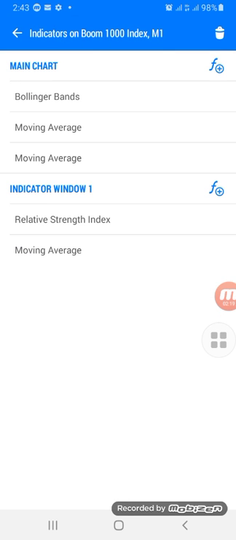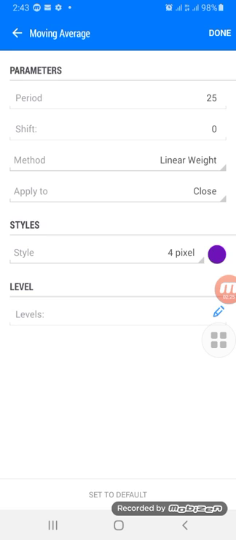Okay, and the next thing you are going to add is your moving average. Add it here. These are the parameters for that. Period is 25, shift is 0, method is linear weighted, apply to close. I choose this purple. You can choose any color of your choice, then you click on done.